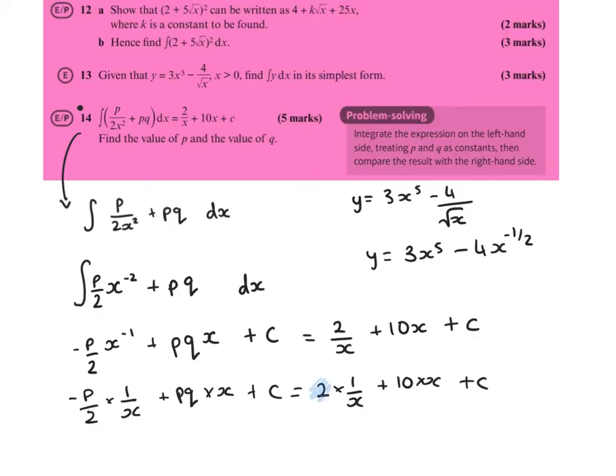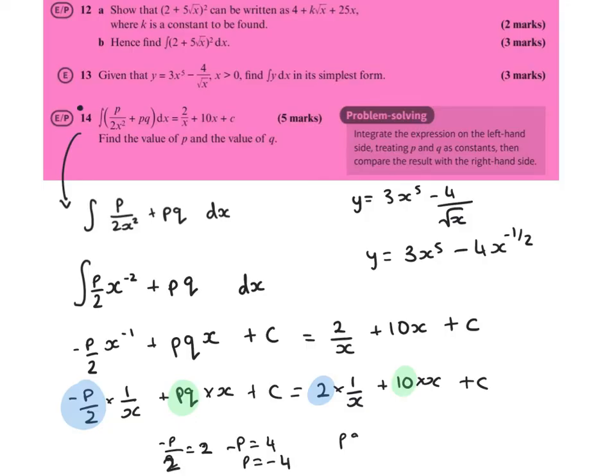So 2 has to equal minus p over 2, because they're both multiplied by 1 over x. 10 is going to equal pq, and then everything else is the same. So, minus p over 2 equals 2. Minus p equals 4. P equals negative 4.